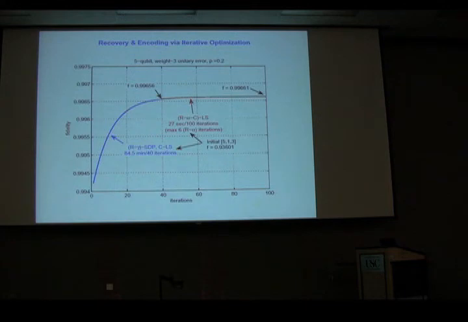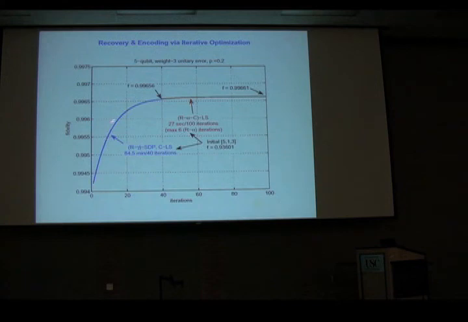So let's look again at 5-qubit, weight 3. This is now weight 3 unitary errors, probability 0.2. The reason I want to show you this is to see how this time scales with qubits. I'm not sure how this works. We have to study this, but it's not favorable for using SDP.